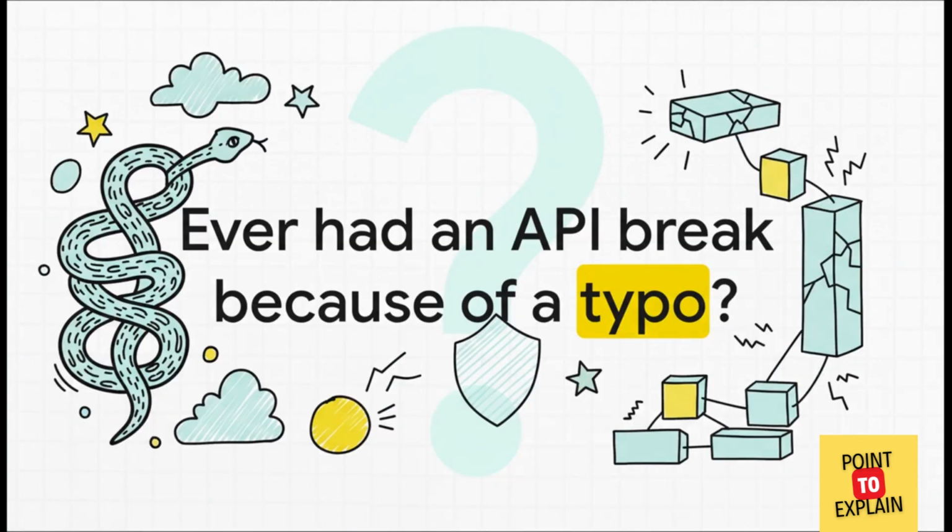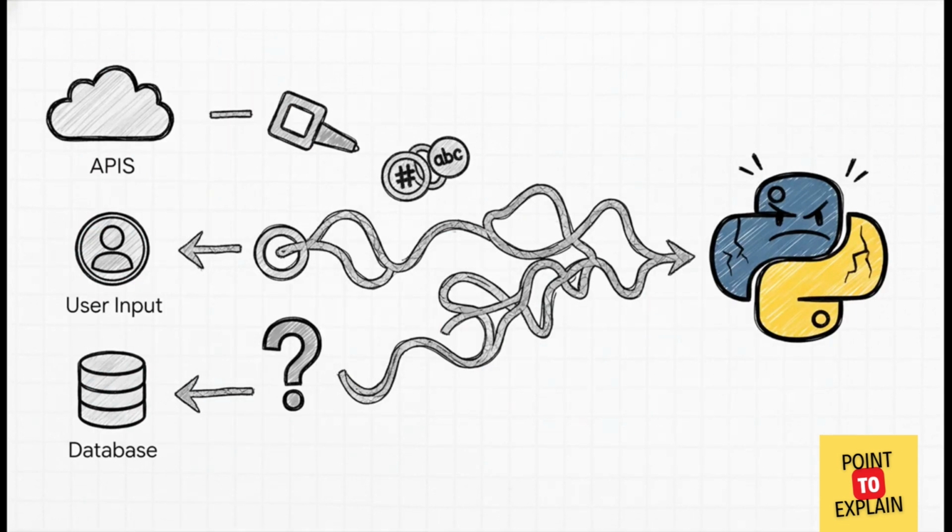All right, let's start with a problem that I'm pretty sure every single Python developer has felt. You know how we all love Python because it's so flexible, right? Well, that same flexibility can be, let's just say, a total nightmare in production. I mean, come on, who hasn't had an entire API just fall over because of one tiny little typo? It's the worst. So just think about it.